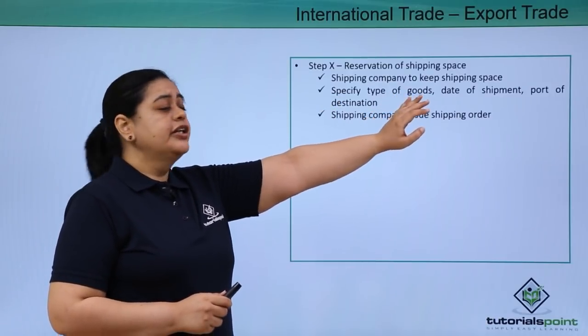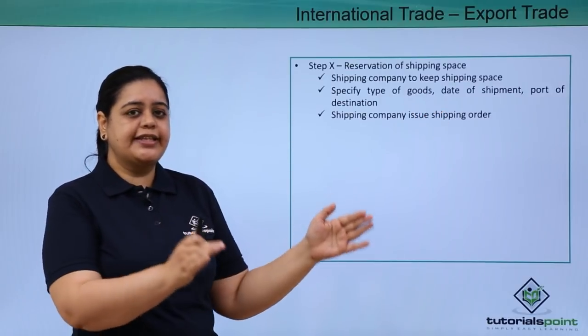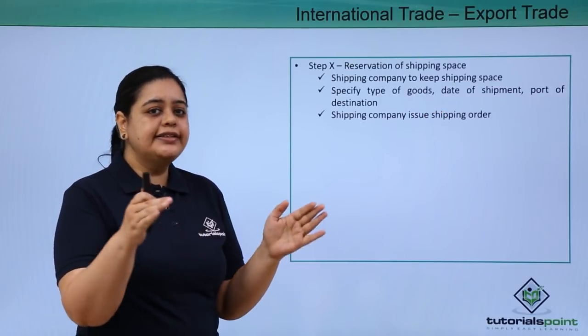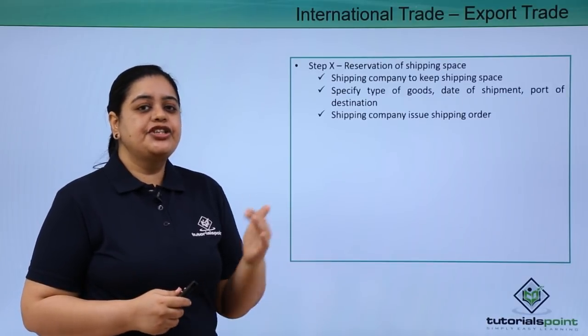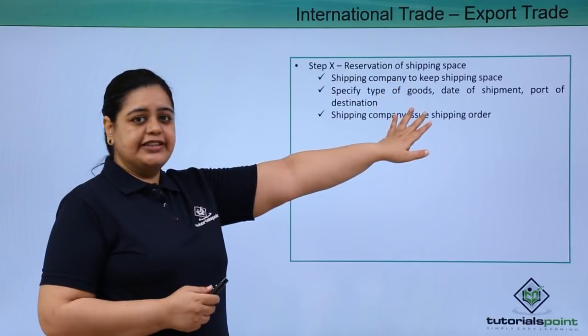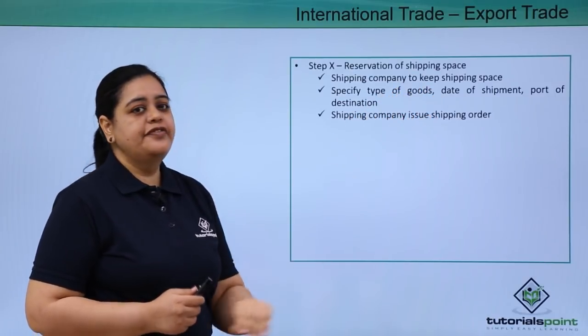So what you will do, you will go to the company and say, I want this much shipping space, these are my containers, this is the product which I want to send, and this is the destination where I want to send. So you will specify the date, the type of goods and the port of destination.